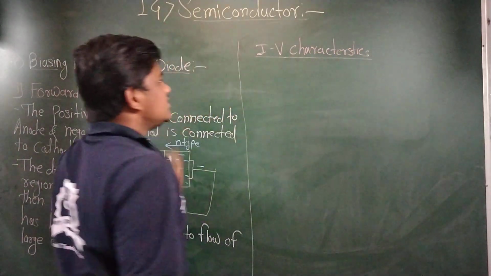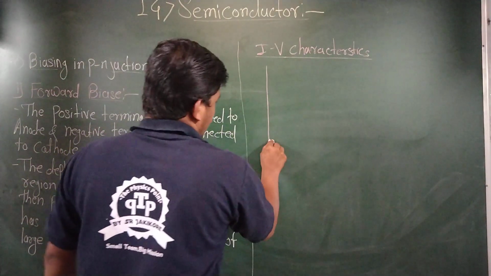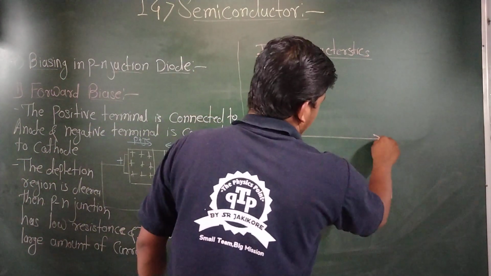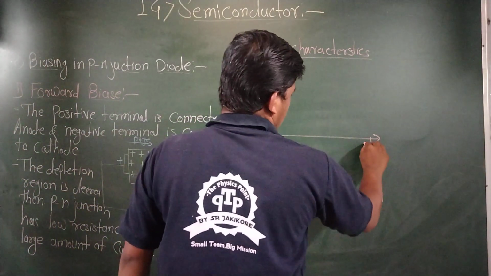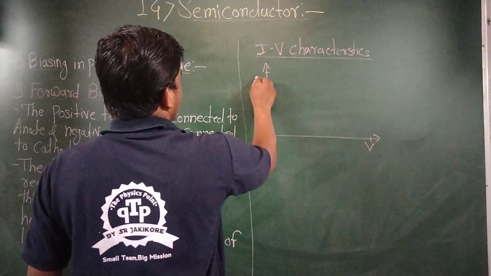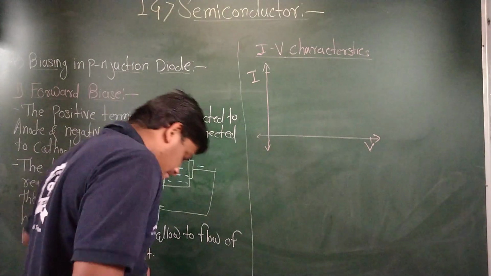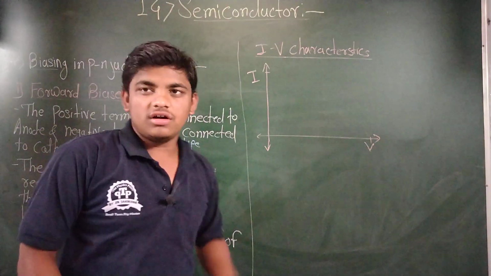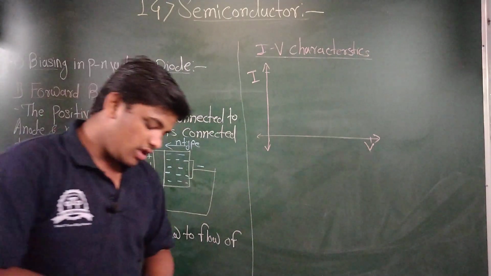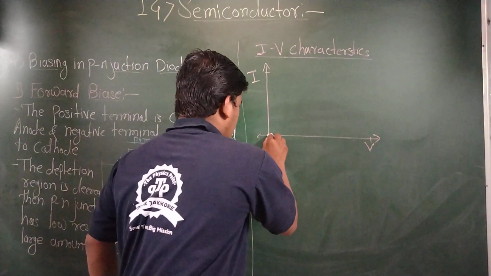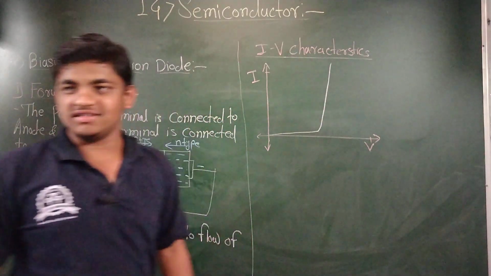IV characteristic means the graphical representation of current and voltage. Along the x-axis is the voltage V, and along the y-axis is the current I. When we apply some minimum value in the forward bias, initially the current is very low, and then suddenly it increases.